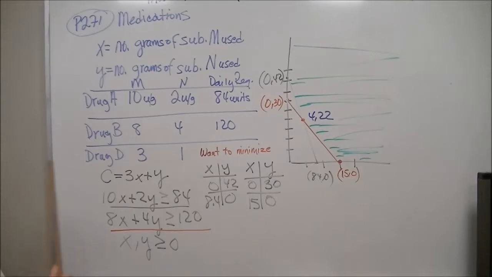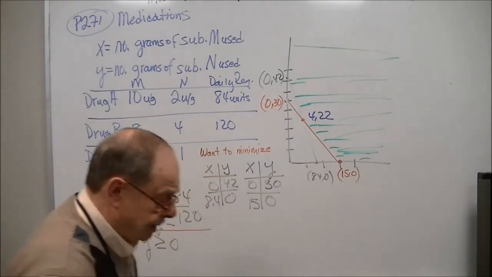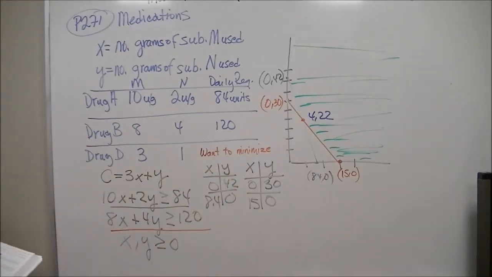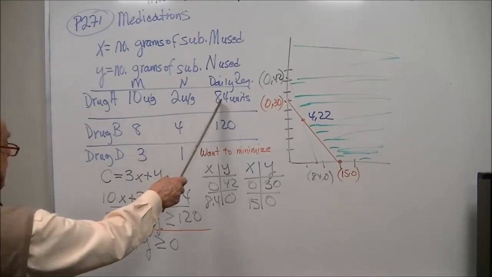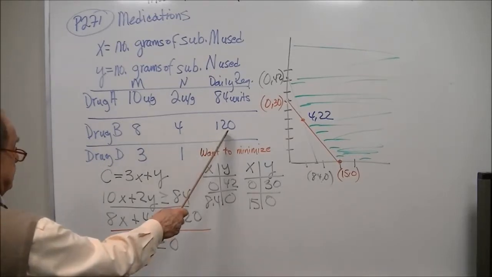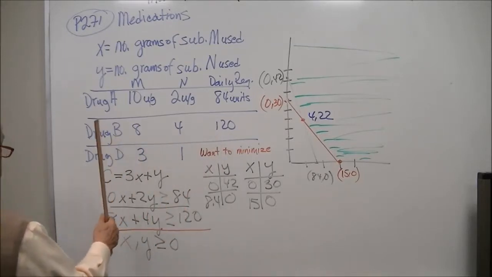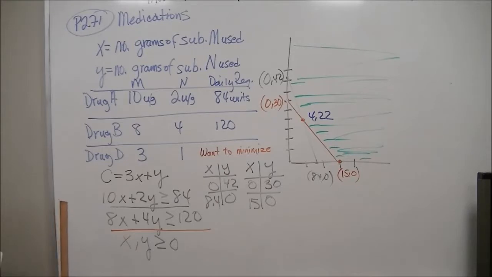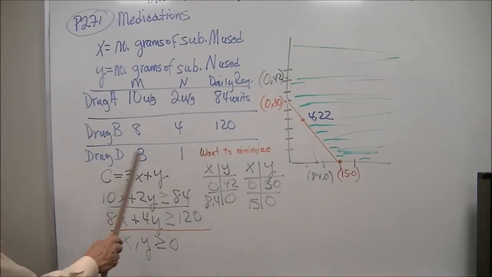In example 3, on page 271, it starts off giving some of the parameters. It's a long paragraph with lots of information. It says a hospital patient is required to have at least 84 units of drug A and at least 120 units of drug B. Now, there is a drug D that has some qualities, but we want to minimize that, and I'll get into that a little later.